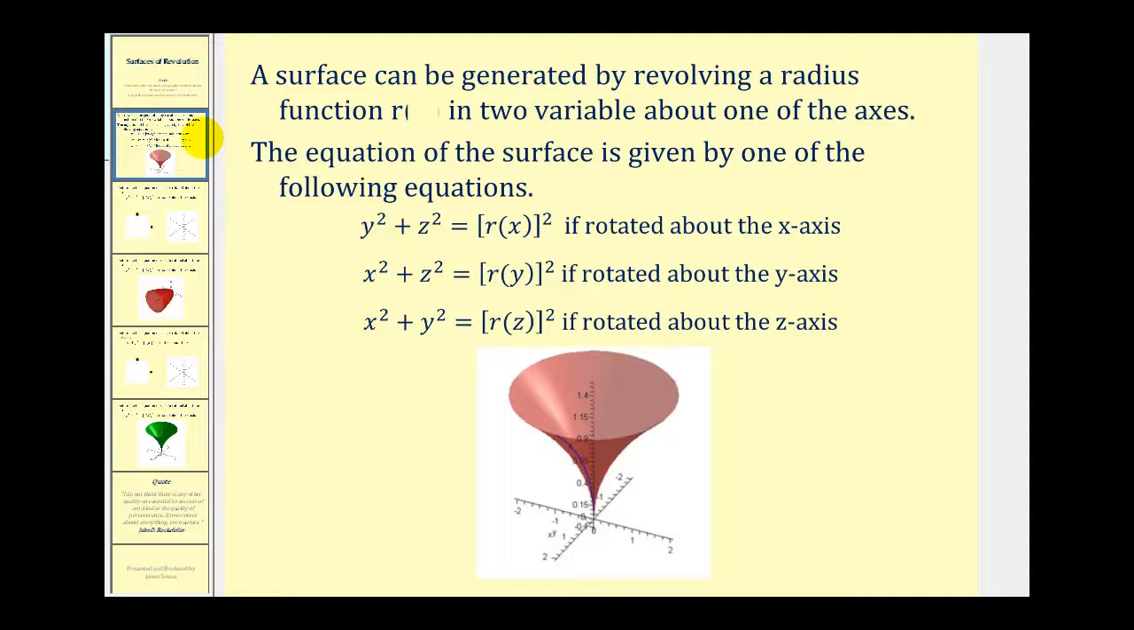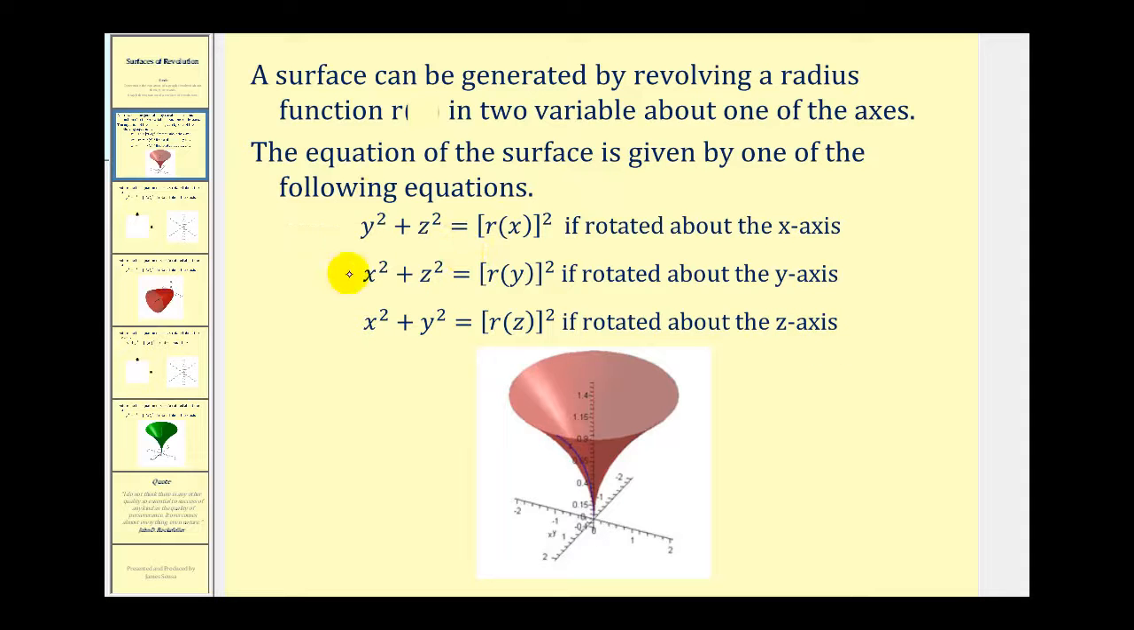Here's the idea. A surface can be generated by revolving a radius function r in two variables about one of the axes. The equation of the surface is given by one of the following equations, based upon which axis the function is rotated about. We have y squared plus z squared equals r of x squared if it's rotated about the x-axis. We have x squared plus z squared equals r of y squared if it's rotated about the y-axis. And we have x squared plus y squared equals r of z squared if it's rotated about the z-axis.